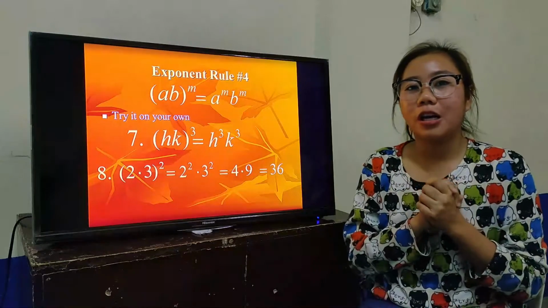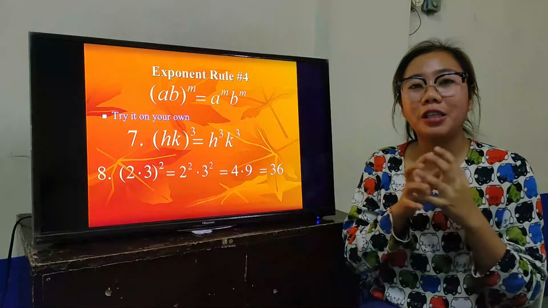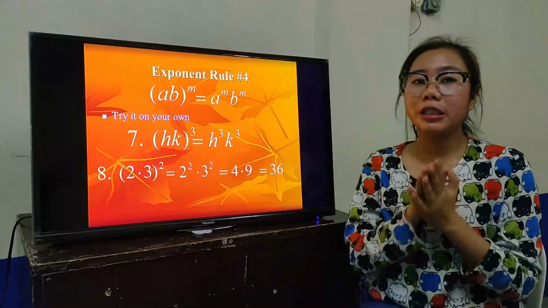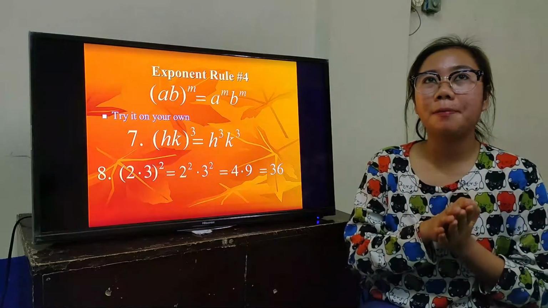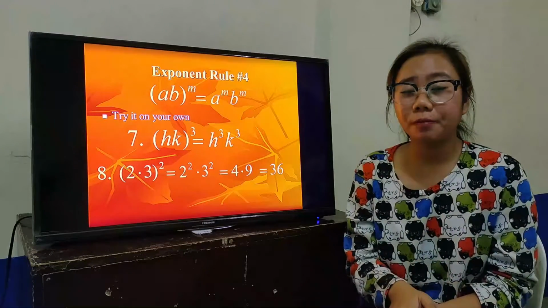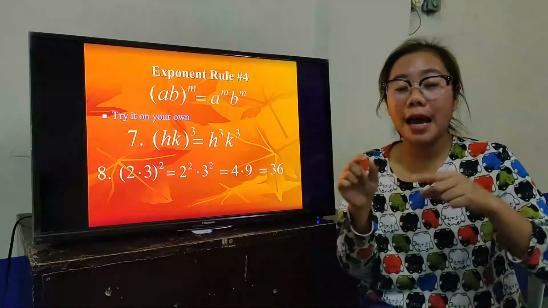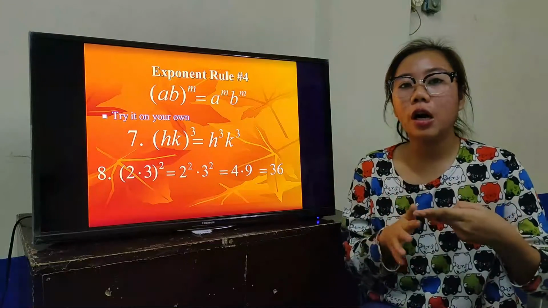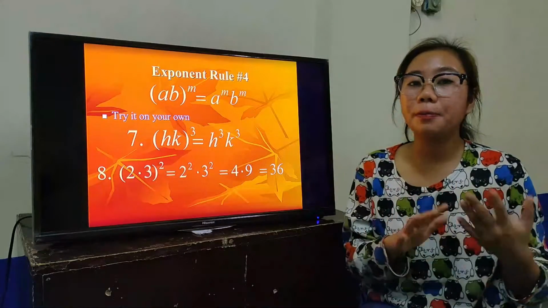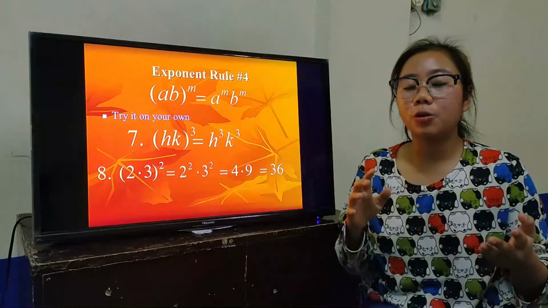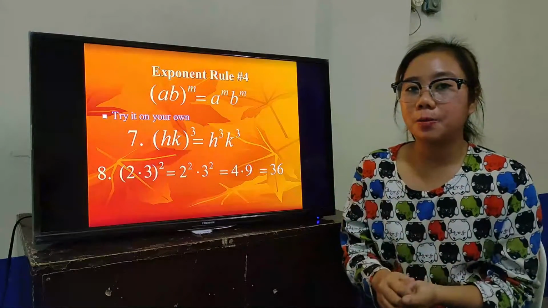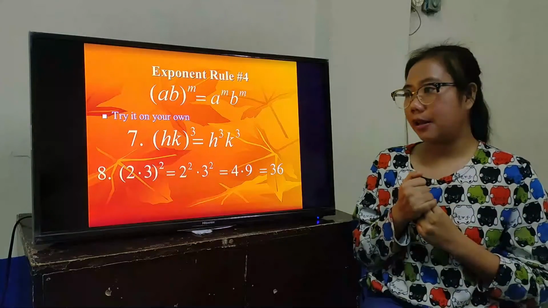Very good. Again, what is our exponent rule number 3? If we get the power of a power of one expression, we just multiply the exponents of the 2 powers. It is the same with exponent rule number 4. For any product raised to a power, you are just going to multiply the 2 exponents themselves.